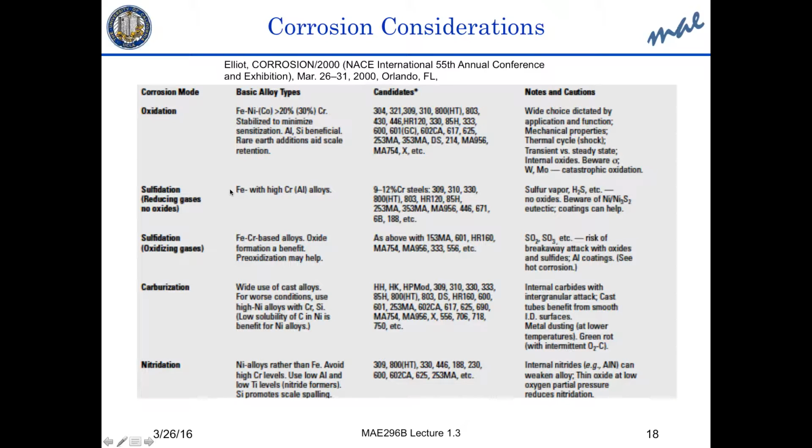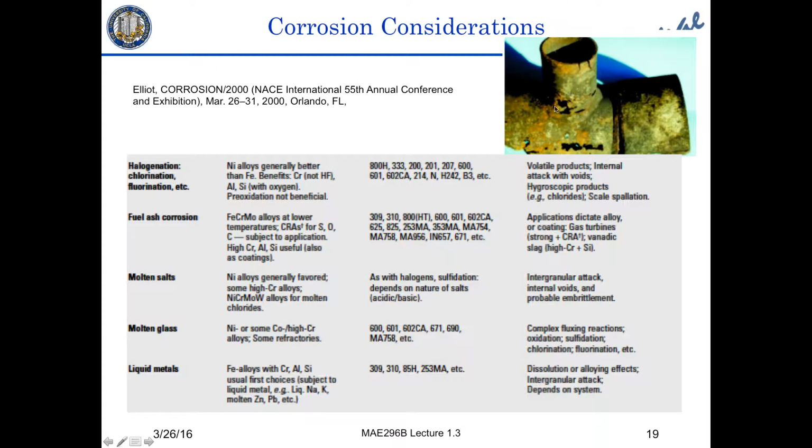Sulfidation, for sulfur, you need iron with high chrome. If you have an oxidizing gas, you can also use iron with chrome. Carburization, if you have high carbon environment, then use high nickel alloys with chromium silicon. Nitridation, if we have nitrogen environment, you avoid high chromium levels. So he has all of this from experience that would be useful to consider. As you can see, the corrosion can lead to extreme degradation of the properties of the material.